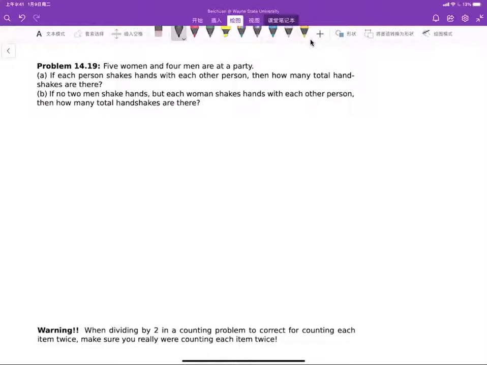But the count is overcounted. So how many people are there? Why is it 4 times 5? How many people are there? Student: 9. Wait, no. What should it be? Because there are 9 people, right? Student: 36. Good. So can you tell me your formula? Student: If there are 9 people, then 9 times 8 equals 72, and 72 divided by 2 equals 36.